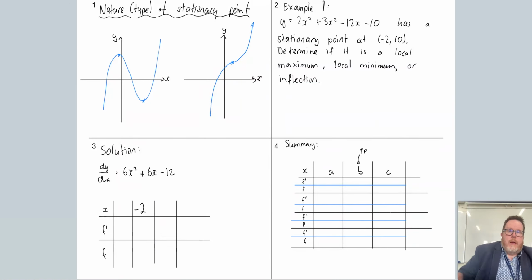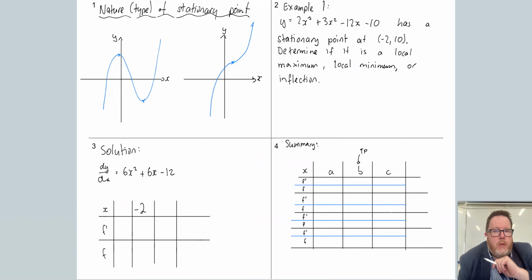Let's have a look at example 1. Example 1 says y equals 2x cubed plus 3x squared minus 12x minus 10. Yay. Has a stationary point. Nice. At x equals -2. Determine if it is a local maximum, local minimum, or inflection.